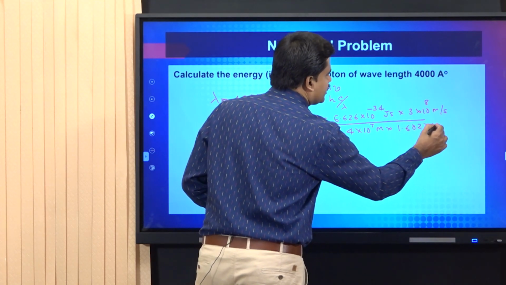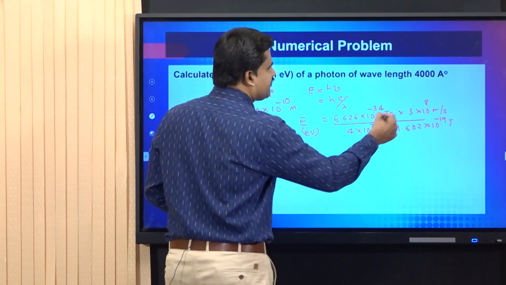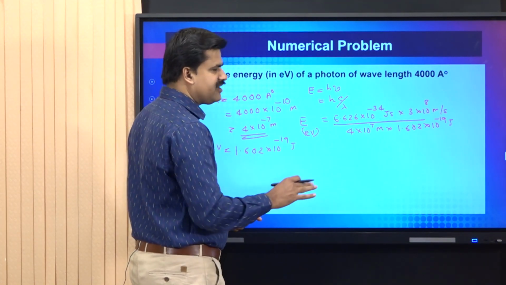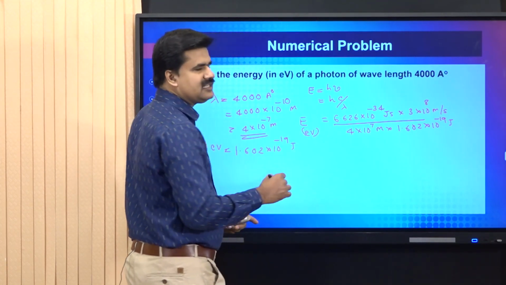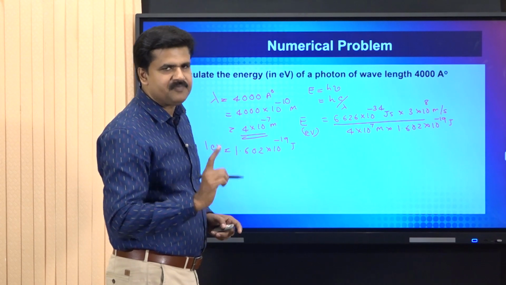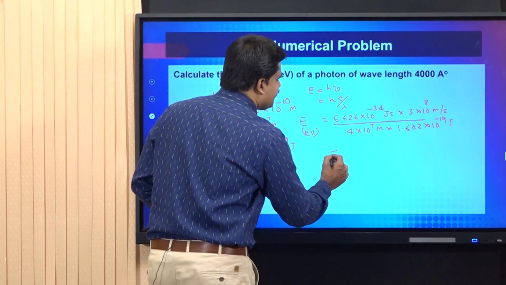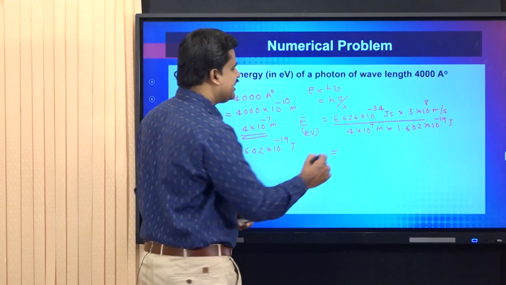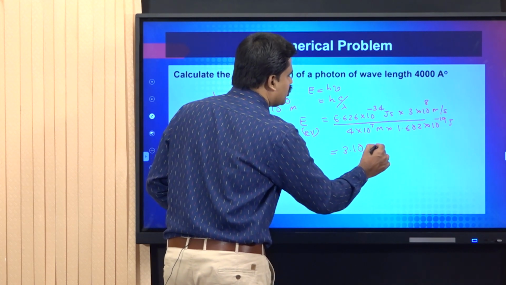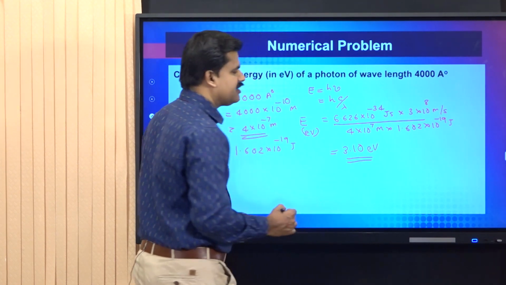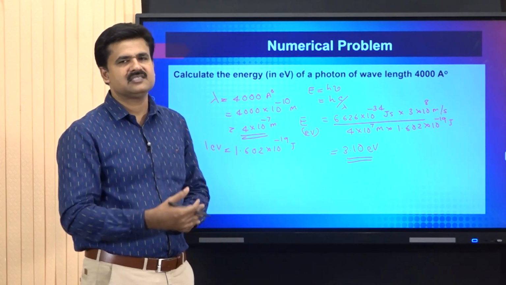On solving this, we can simplify the powers of 10, and the final quantity will appear as energy in the unit of electron volt. On solving this, we will get the final value of energy as 3.10 electron volt. This you can try whenever you are dealing with this problem, whenever you are studying this part.